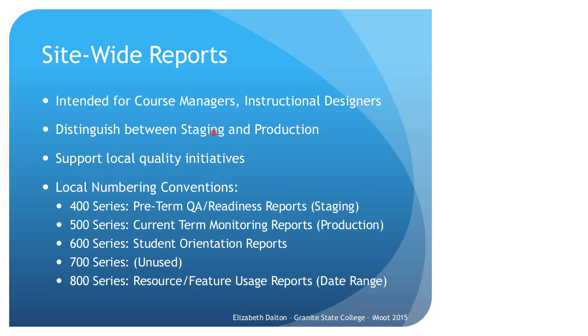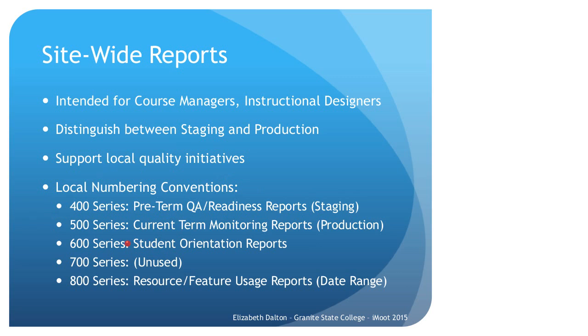All righty. So again, we have our local numbering convention. So at the 400 level, we do our pre-term QA readiness reports out of staging. Our 500 series, our current term monitoring reports in production. Our 600 series about a student orientation that we have. This is sort of semi-used at the moment.